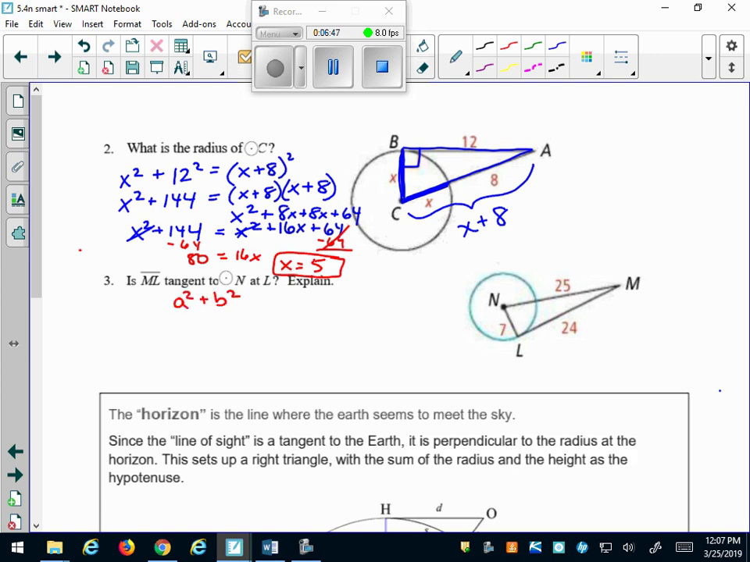Good. We're going to basically test a squared plus b squared equals c squared. We're going to see if it works. So in this one, it's going to be 7 squared plus, which one is the hypotenuse? 25 is the hypotenuse, because if this was tangent, the right angle would be right here. So it would be 7 squared plus 24 squared, and we're going to see if that equals 25 squared. So that's 49 plus 576.